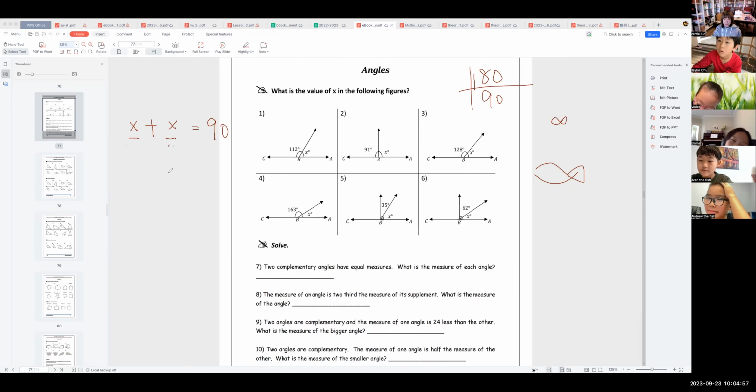plus together equals 90. So this one equals what? Very easy, 45 degrees. Correct, everybody? So this is very easy, okay? So now let's take a look at the second one, okay? The second one is hard, okay?